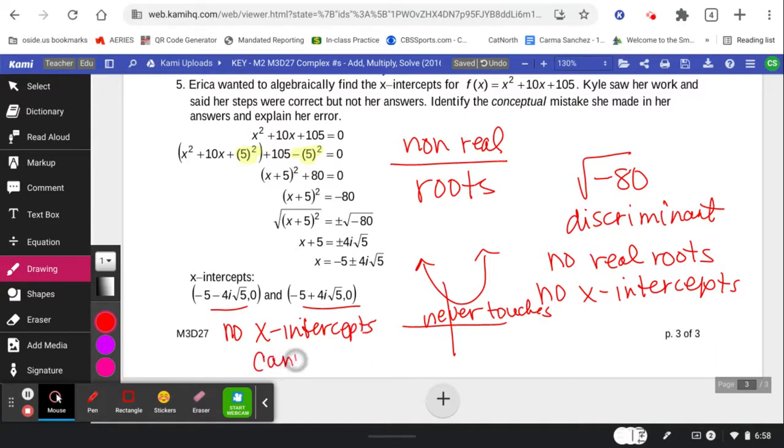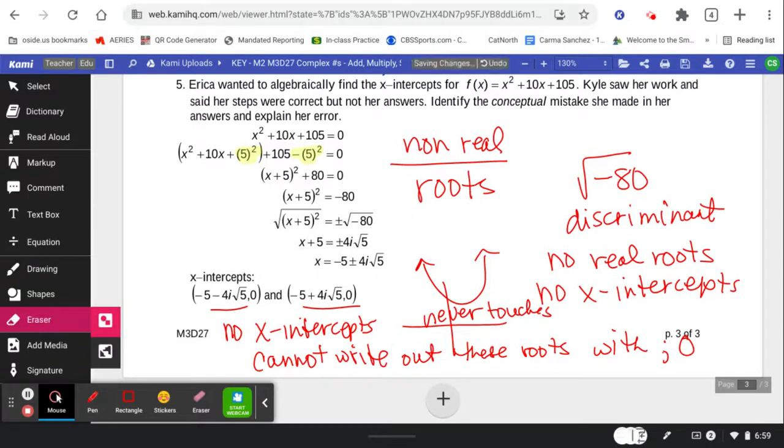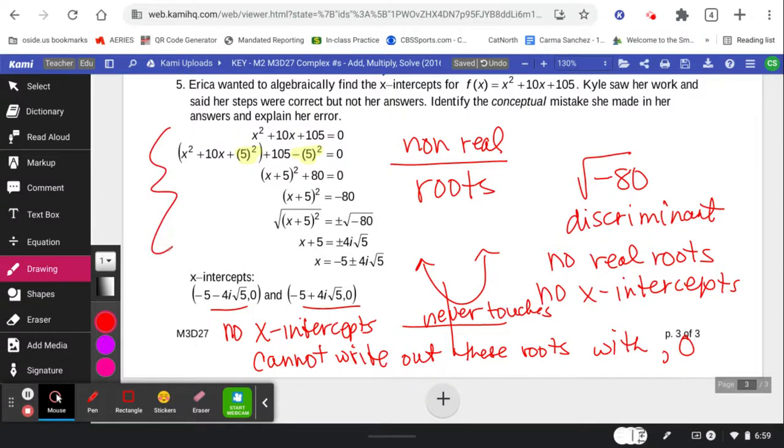So we cannot write out these roots with comma zeros. In this case, there are no x-intercepts. Does that make sense? Like all this work was correct, but you can't write out x-intercepts because there aren't any. So that's the conceptual mistake they made at the very end. All the work was beautiful, but what are we actually dealing with here? No real roots, no x-intercepts. How'd you do?